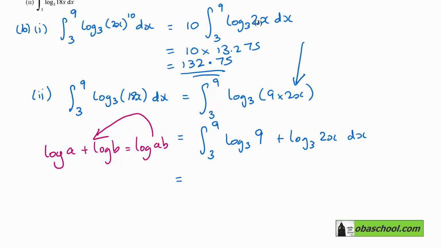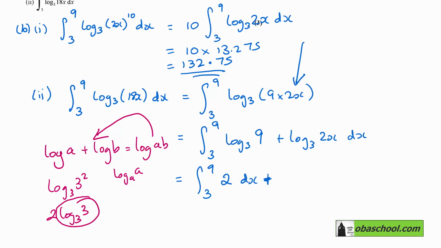And now we can do this as 2 separate integrals. So we can have the integral from 3 to 9. Now let's think about log to the base 3 of 9. That is log to the base 3 of 3 squared. Using a log law we've used before, that's 2 log to the base 3 of 3. And another log law says that log to the base A of A is equal to 1. So log to the base 3 of 3 is 1. So this is just 2.